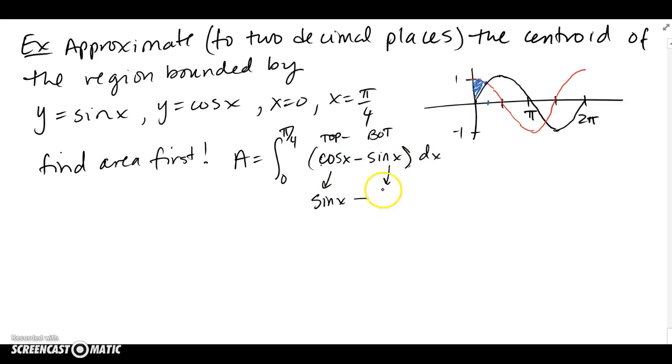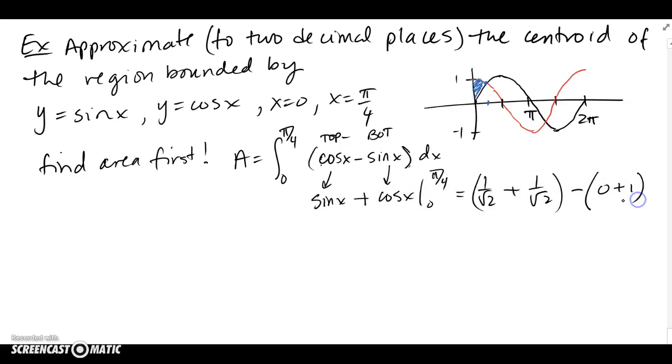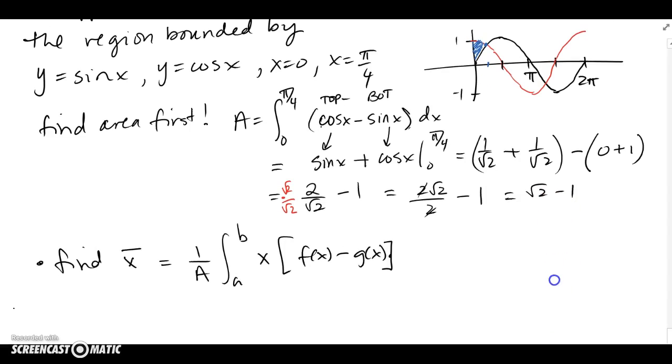So this goes to sine x, that goes to minus cosine x, so we get a plus there. We punch those in, and we end up with 1/√2 plus another 1/√2, and we take cosine of pi/2 minus, it looks like sine of 0 is 0 and cosine of 0 is 1. So 2/√2 minus 1 is what we get for the area. I went ahead and rationalized this. I don't have to, but I wanted it a little bit cleaner, so I end up with √2 minus 1 for the area.